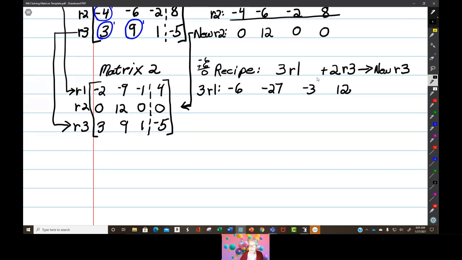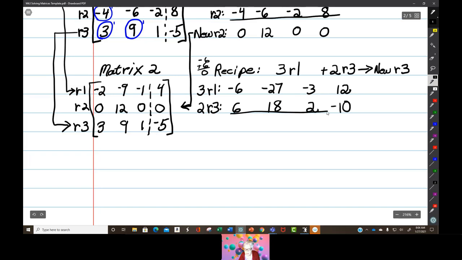And then, taking my recipe, I'm going to take 2 times row 3. 2 times 3 is 6. 2 times 9 is 18. 2 times 1 is 2. And 2 times negative 5 is negative 10. Yes, so now I have the numbers.